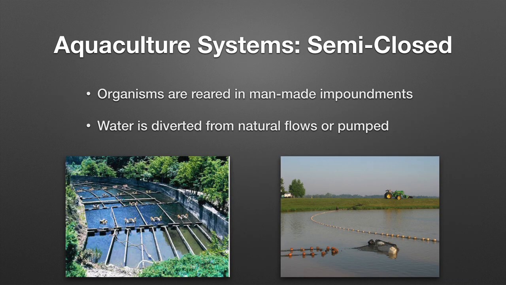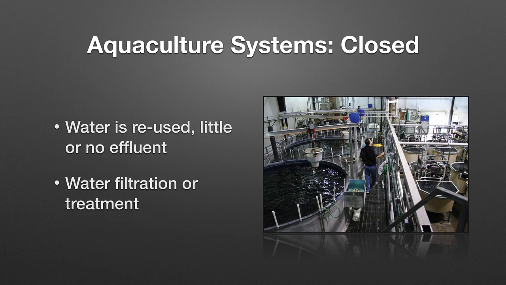Semi-closed aquaculture systems are man-made impoundments where water is diverted from natural flows or is pumped. These include ponds and raceways or flow-through type systems. Closed systems are where the water is reused and there's little or no effluent, and the water's filtered and treated and reused.